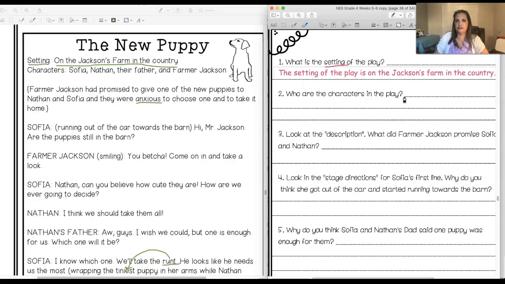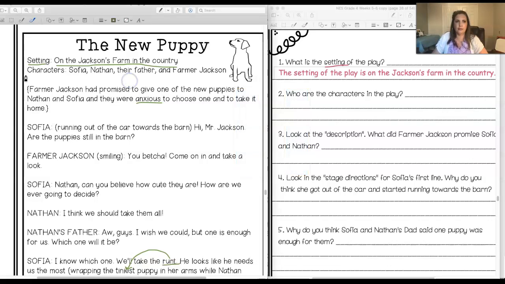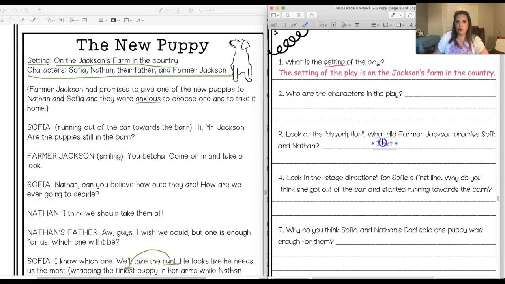Question 2. Who are the characters in the play? Push pause, find the characters, list them, write them in a complete sentence, and then push play. Okay, again, in a drama, they always list the characters, usually right at the beginning. So all we have to do is simply take it and put it into a complete sentence.